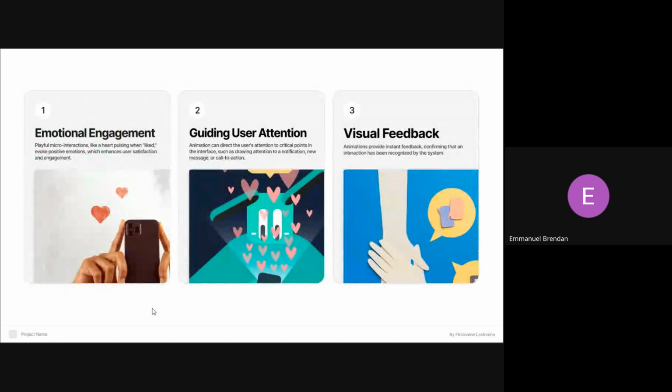So let's look at the roles of animation in micro interaction. We're going to look at 6 roles, step by step, and how animation plays a pivotal role in micro interaction. First we have emotional engagement, then guiding user attention, and then visual feedback.